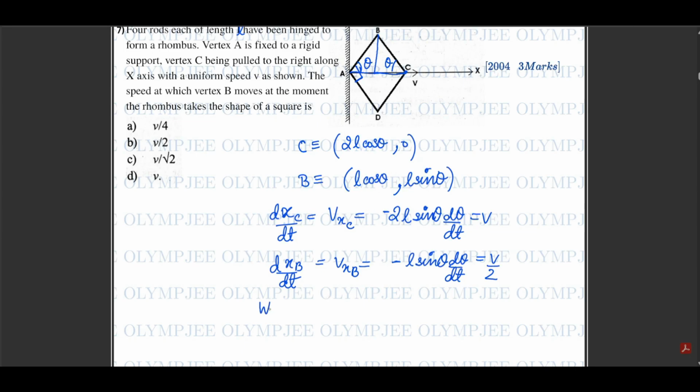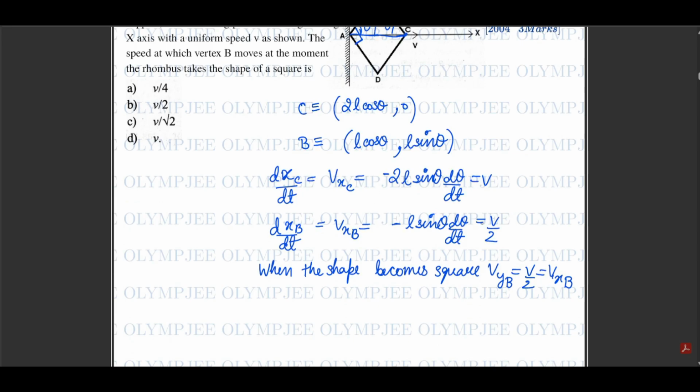So when the shape becomes a square, V by 2 is equal to vxB.